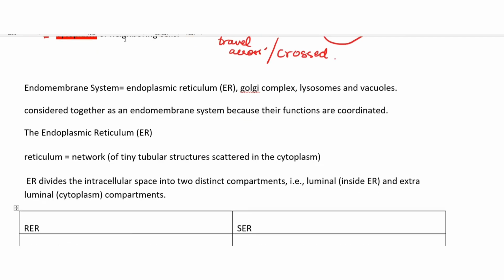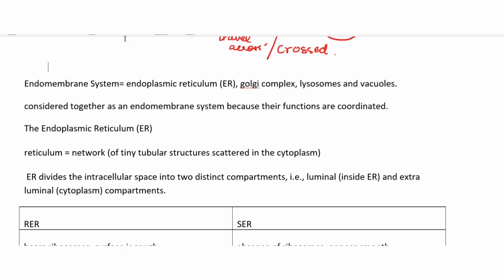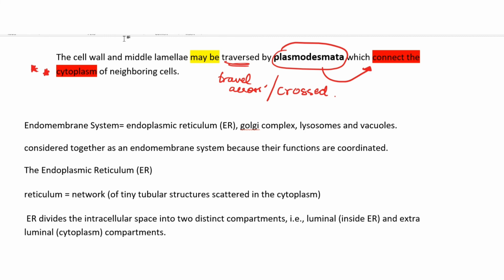Firstly, we deal with endomembrane system. Endomembrane system includes four organelles: endoplasmic reticulum, Golgi complex, lysosomes, and vacuoles, because these organelles act as a single unit. Their functions are coordinated. Okay, their functions complement one another. So let's look at the first organelle, which is endoplasmic reticulum.